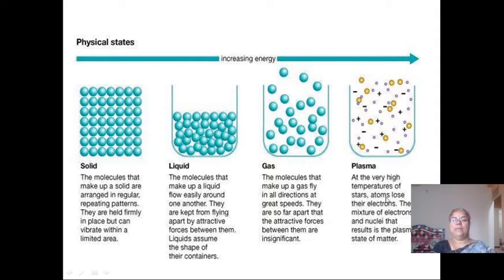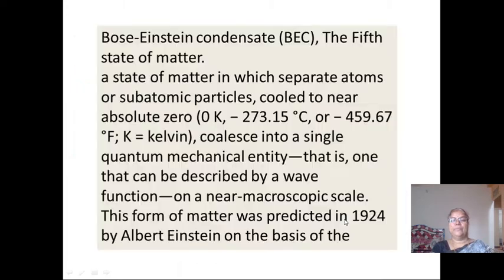And the fourth state, that is the plasma. At the very high temperature of stars, atoms lose their electrons. The mixture of electrons and nuclei that results in the plasma state of matter. Okay, then the fifth state, it is the Bose-Einstein condensate. It is abbreviated as BEC.